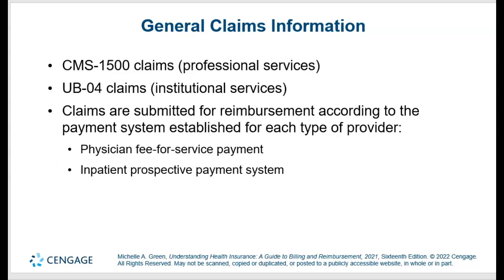So the CMS 1500 claims form. This is for professional services. So this is going to be how your doctor, possibly physician assistant, nurse practitioner, how they're going to get paid. Okay, this form here gets sent to the insurance company after it is filled out. Where the UB04 claim form is going to be an institutional service. So this is how your hospital facility would get paid.